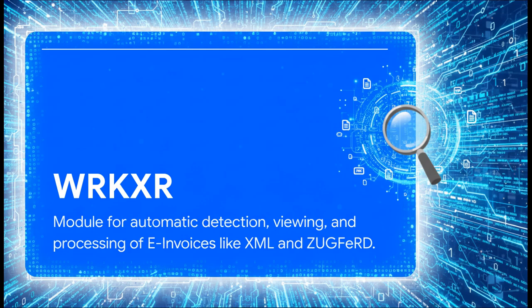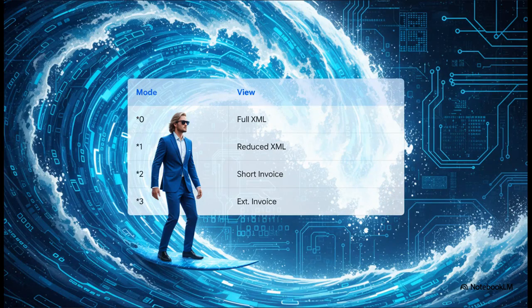The very second a file hits your system, WorkXR automatically detects what it is, whether it's a pure XML file, a standard PDF, or a hybrid ZUGFeRD PDF with embedded XML. This command identifies it, analyzes the headers and namespaces, and figures out exactly what kind of invoice you're dealing with. No manual sorting required.